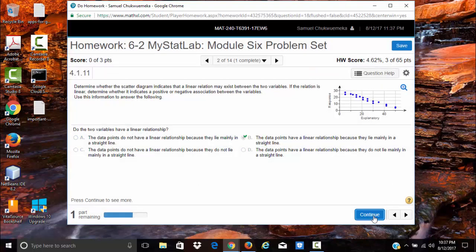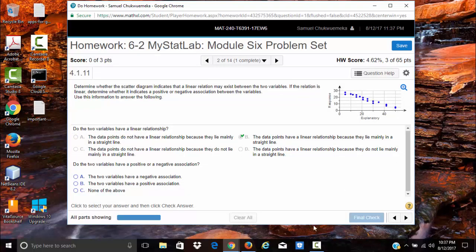Okay? And this is negative, as you can see. Your negative slope represents a negative association.